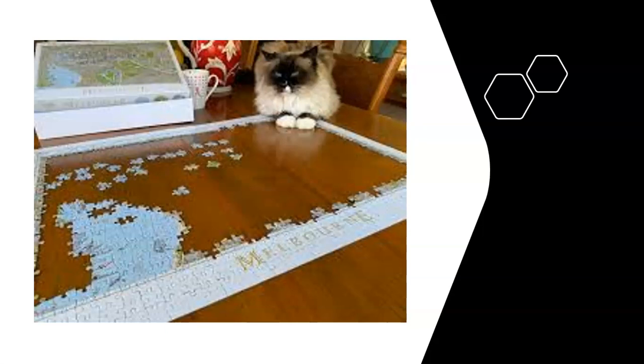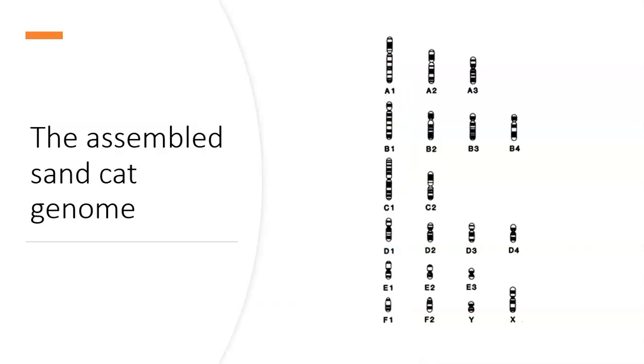And so that's the way this goes: since we have the genome sequence of Felis catus, the house cat, we can use that as a guide to help assemble the Sandcat genome, since it's very similar to that of the house cat.